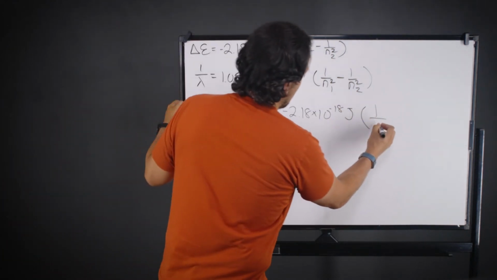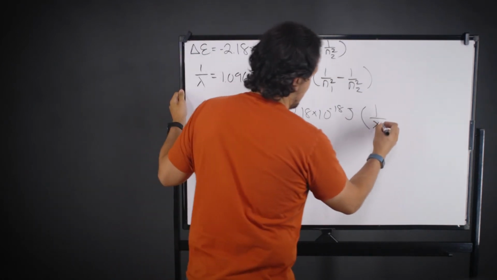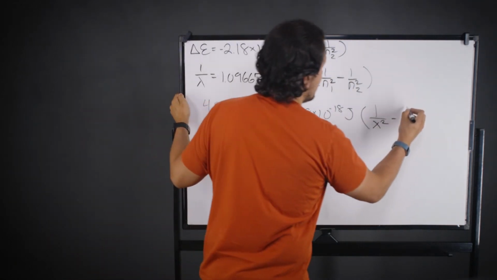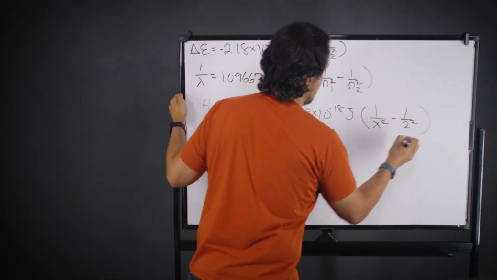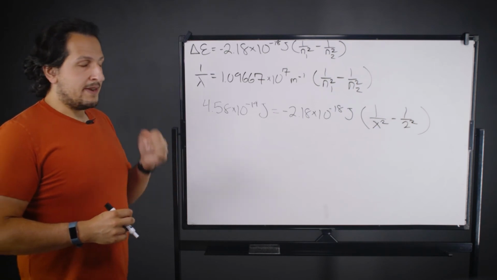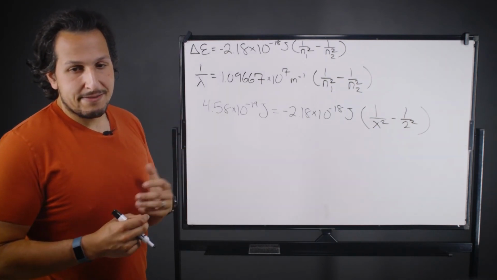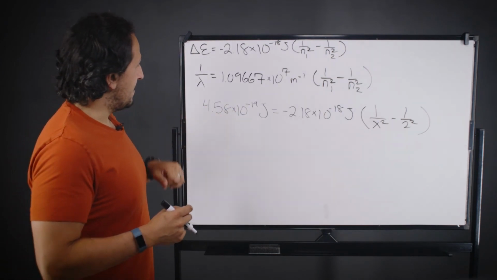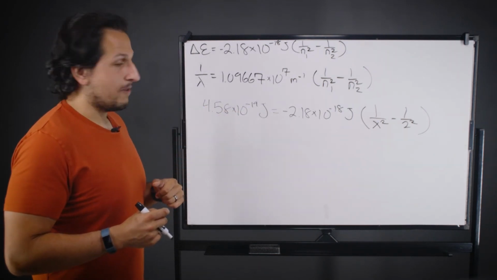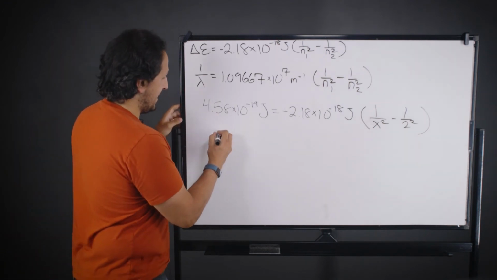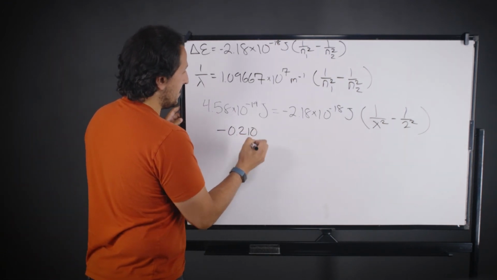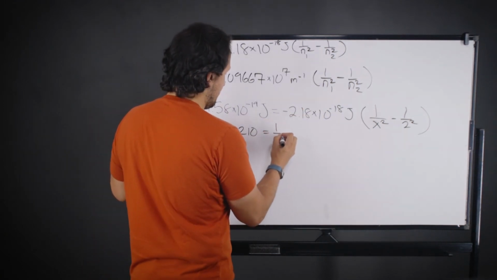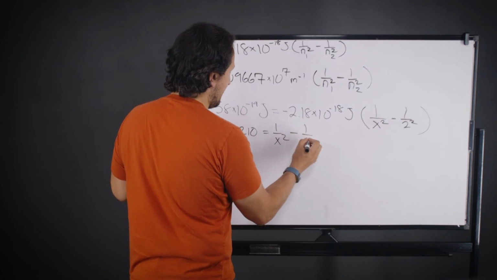So in the final, we put our x, and that's squared, minus 1 over, and our initial energy level was 2. So for the sake of completion, we'll put the 2 squared here. You and I both know it's negative 1/4, but we'll keep it light for now. So now we divide through by negative 2.18, and we end up with negative 0.210. It's unitless, the joules will cancel, is equal to 1 over x squared minus 1/4.